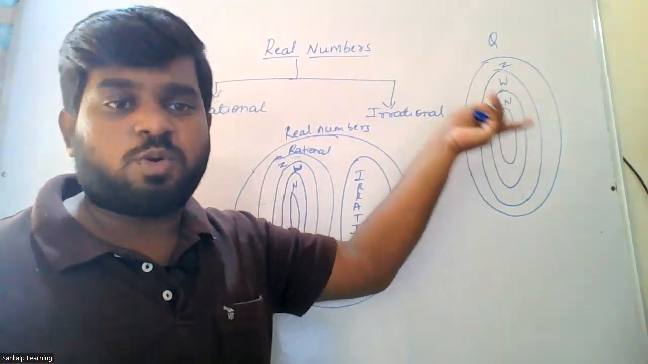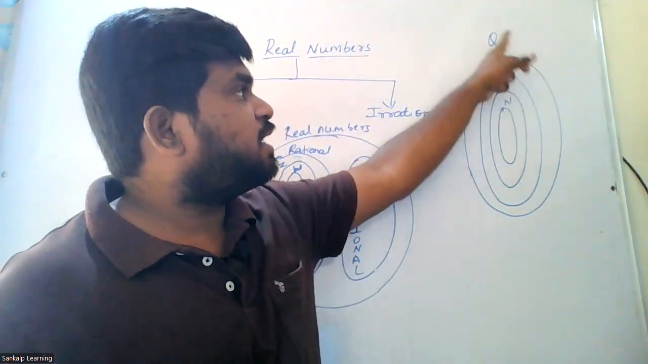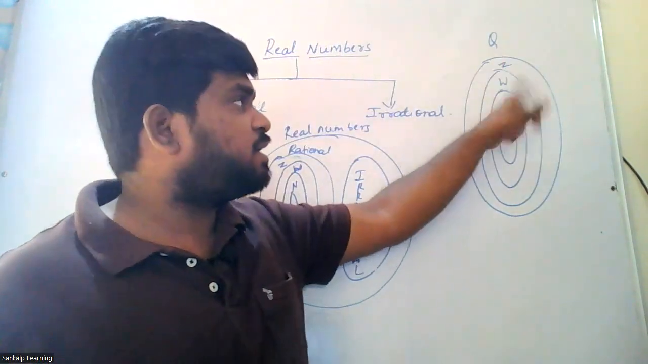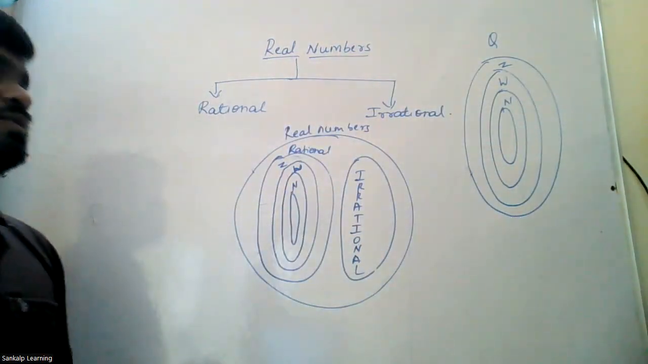For example, -2 is an integer, but it is not a whole number. Similarly, every integer is a rational number. You take any integer, it will be a rational, but the reverse is not true. Okay, you can remember such things.